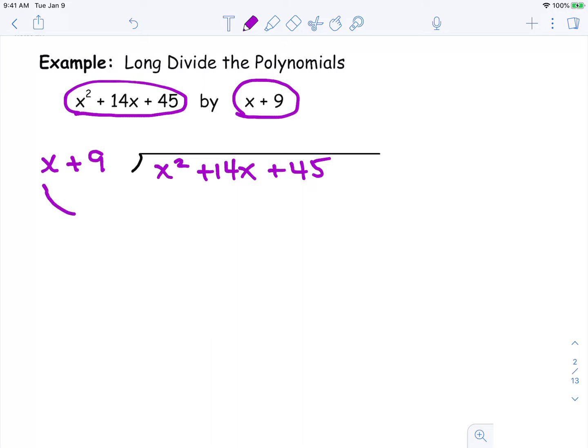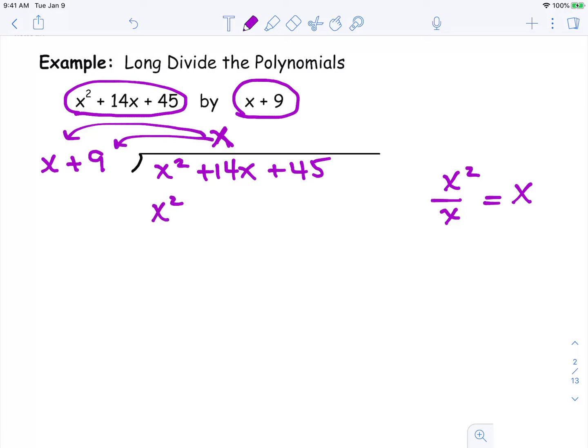So we're going to try and divide this x into x squared. So I'm going to go off to the side so I don't have to do it in my head. What is x squared divided by x, which is x? So that x is going to go up on top. Now, when you have that x on top, it's going to multiply to both of the terms. So x times x is x squared, and then x times 9 is 9x.